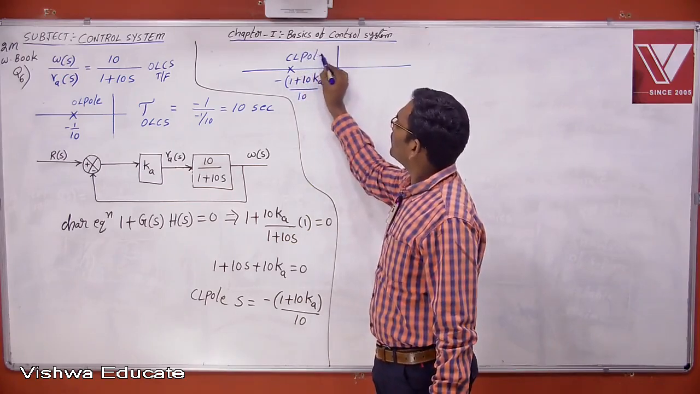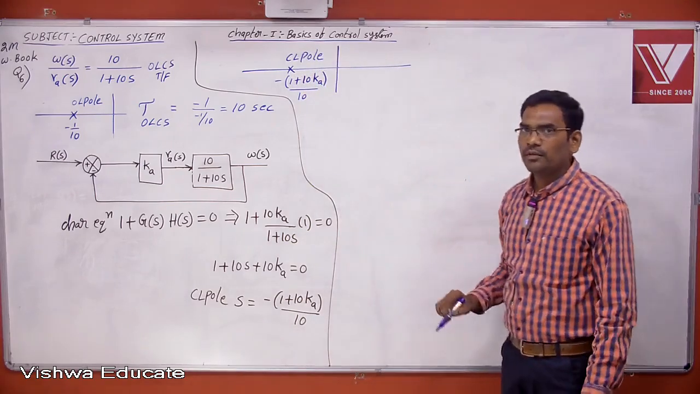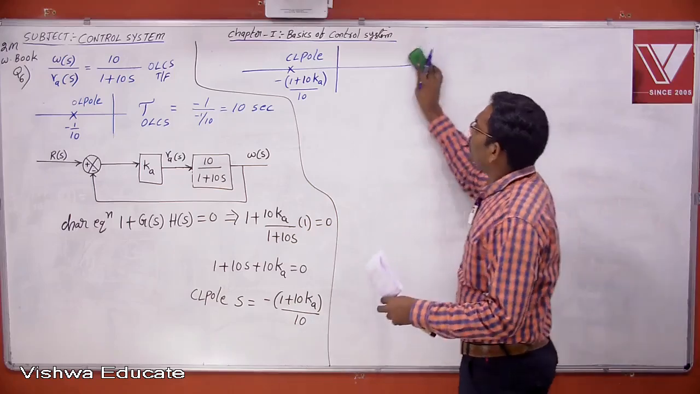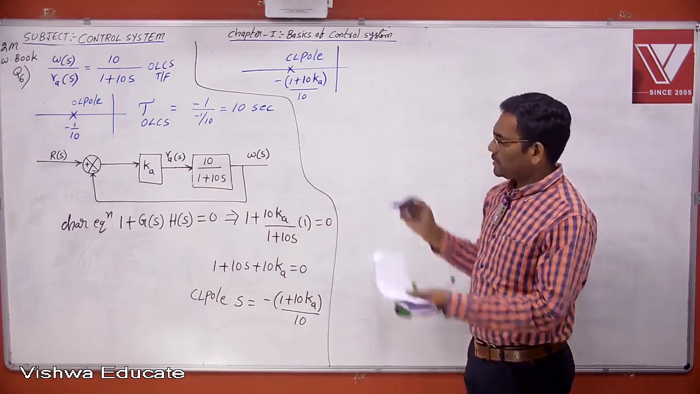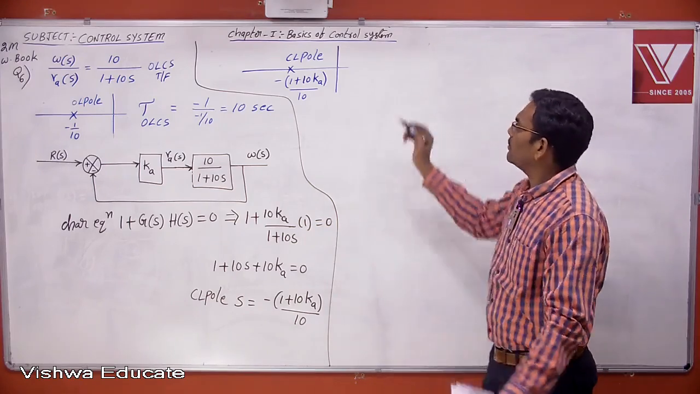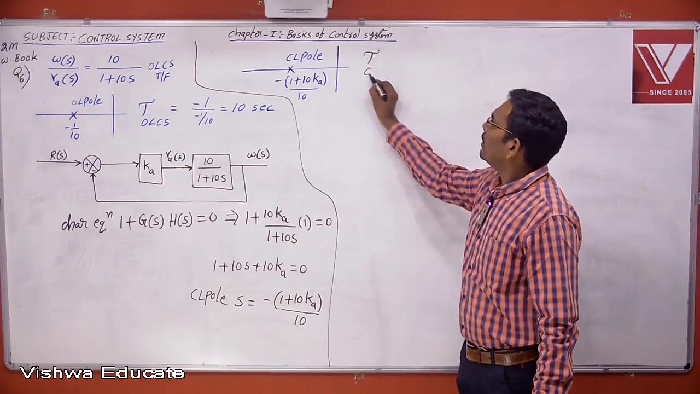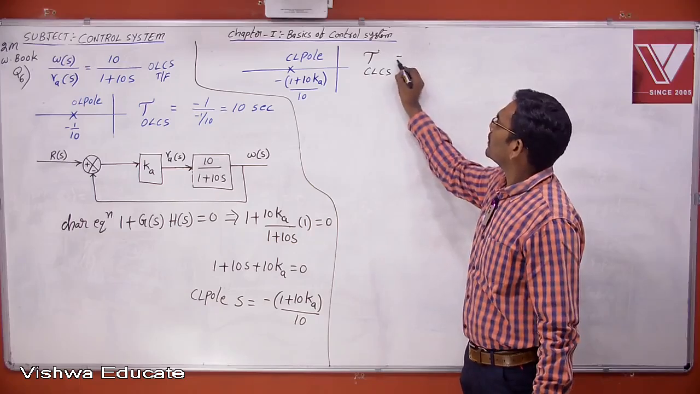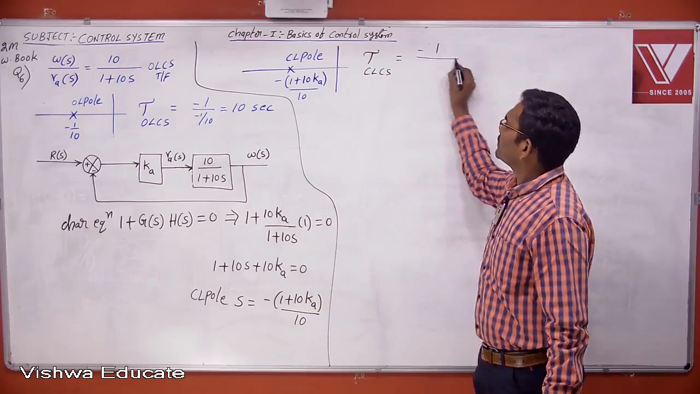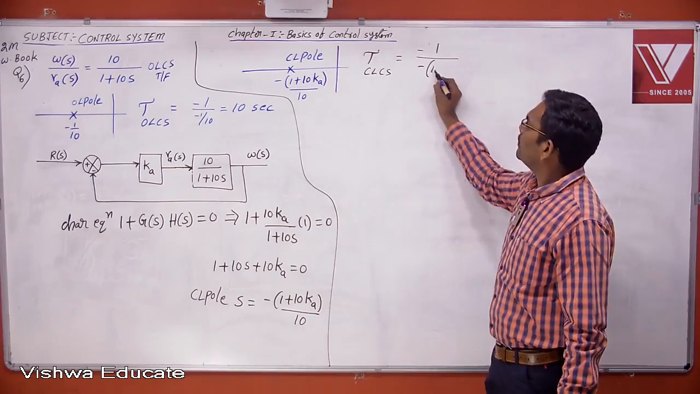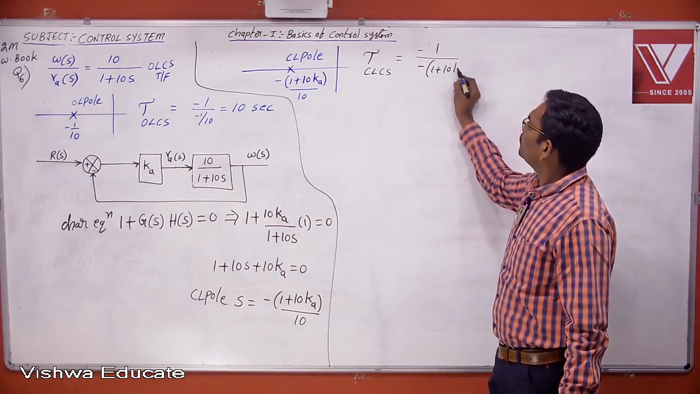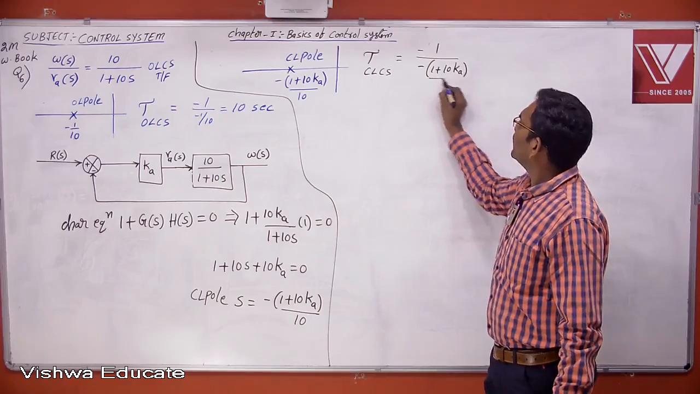Once the closed loop pole is available, now you can easily find the time constant of the closed loop control system. Now what is the time constant of the closed loop control system? The time constant of the closed loop control system is the negative of the reciprocal of the real part. This total is the real part. Therefore, minus of 1 plus 10 into Ka by 10.